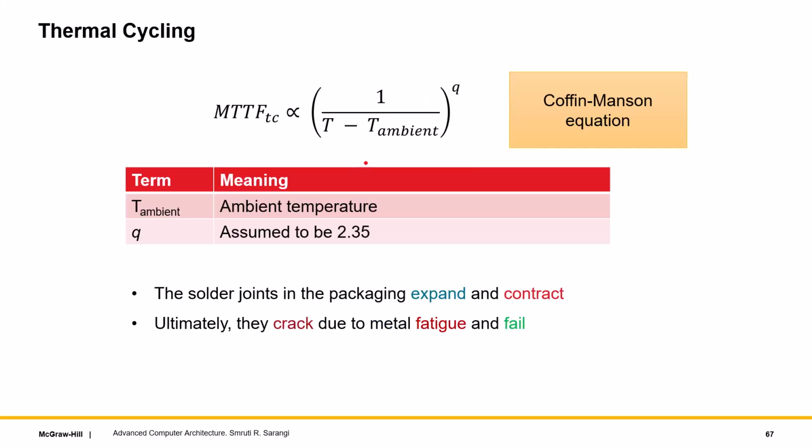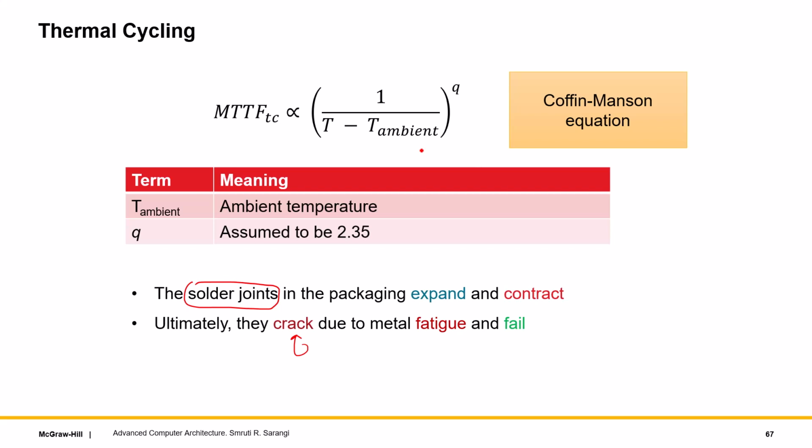Thermal cycling, this is exclusively for the solder joints, where you have the solder joints in the packaging, where it is connected to the rest of the board. These solder joints experience expansion and contraction. Ultimately, as I said, they develop cracks, then they have metal fatigue and they fail. This is true for all kinds of metallic joints. It's not limited to solder joints, but if you consider solder joints and their unique alloys, then of course you will have expansion, contraction, and you will develop cracks.